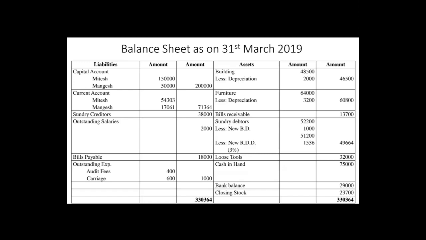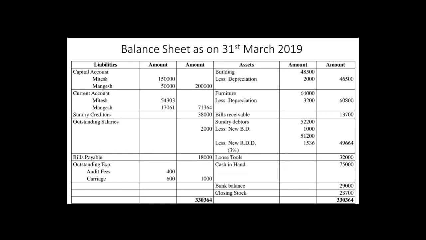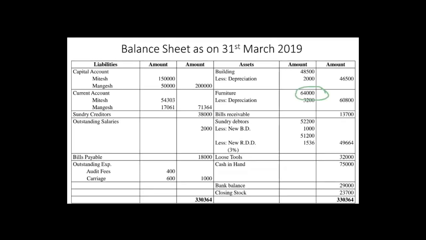Okay, then we can proceed further. Now the next one is furniture is depreciated by 5%. Okay, furniture depreciate by 5%. So we will see over here, furniture is there in the asset 64,000, and it is said depreciation is 5%. Okay, so 64,000 का 5%, it is how much? It will be 3,200.